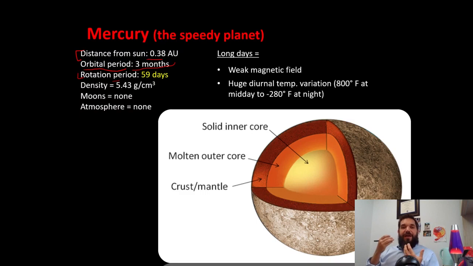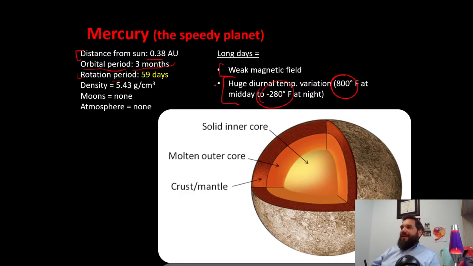So that's going to be getting very hot on the surface. You have a very hot half of the planet that's facing the sun. The other half of it gets very cold, okay? Huge diurnal temperature variations. 800 degrees Fahrenheit versus negative 280 degrees Fahrenheit at night. So it's not a place you want to live, right?